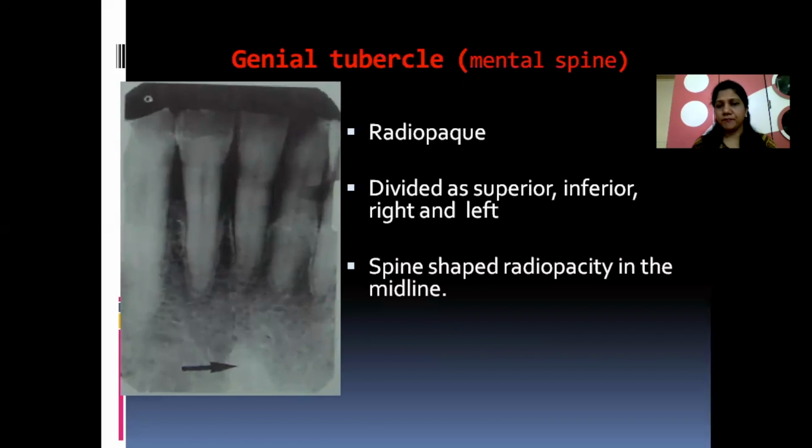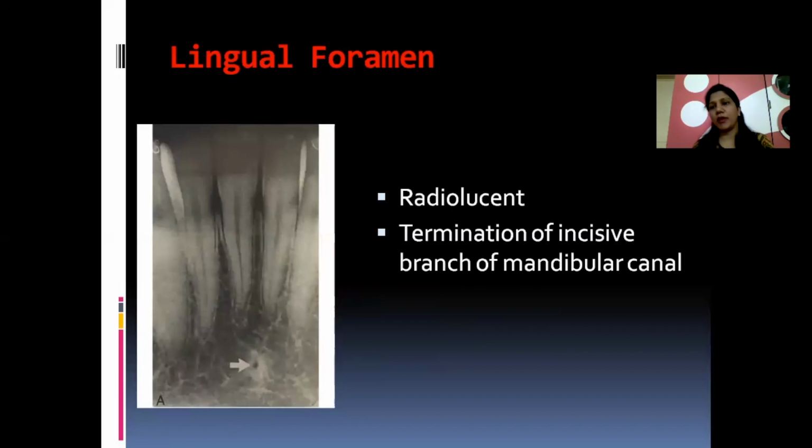Radio opacity. Now the lingual foramen, as mentioned earlier, is something which is a radiolucency surrounded by the cortical border all around. Now lingual foramen is again a radiolucent landmark having a corticated border. It is small and round in shape.